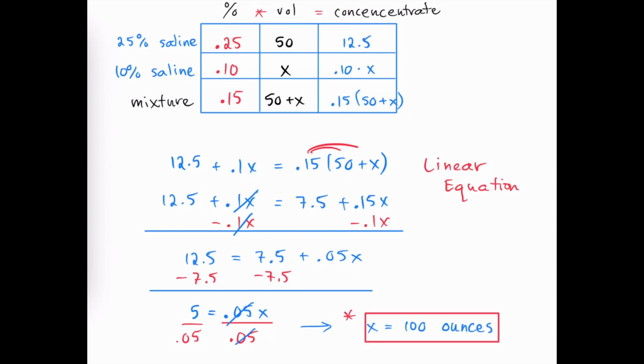So the question was, how many ounces of 10% saline solution must be added? And our answer is that we needed to add 100 ounces of the 10% saline solution in order to generate the desired mixture.